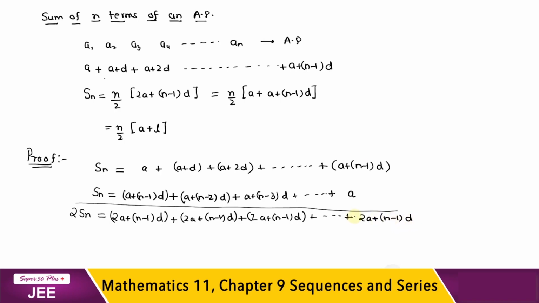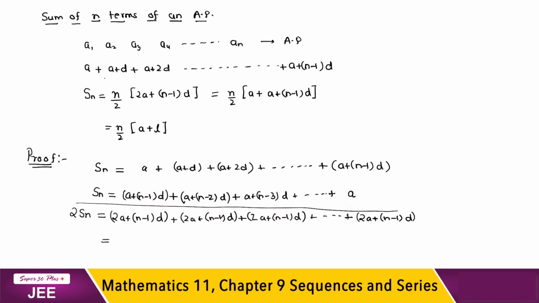Alright, so one can easily observe that upon adding these two terms, these two terms, these two terms and these two terms, we are getting 2a plus (n minus 1)d each and every time. And 2a plus (n minus 1)d is occurring how many times? It is occurring n times, because I have over here and over here how many terms? n number of terms. So this occurs n times.